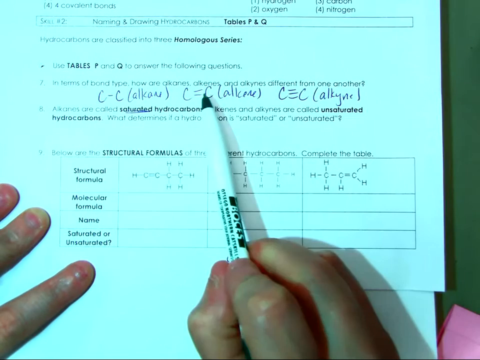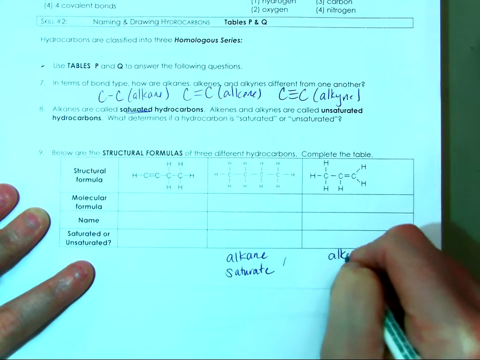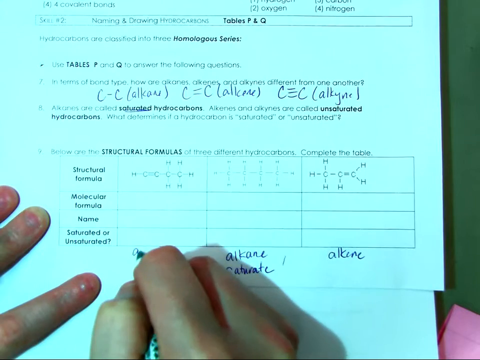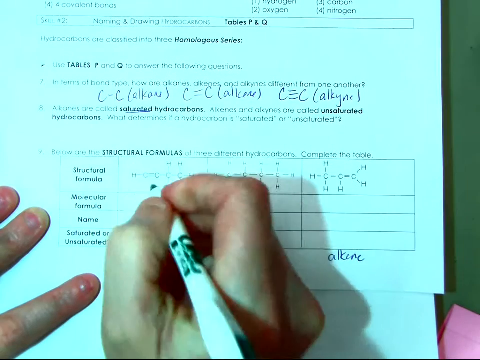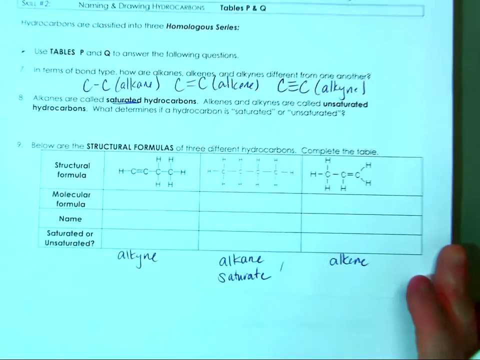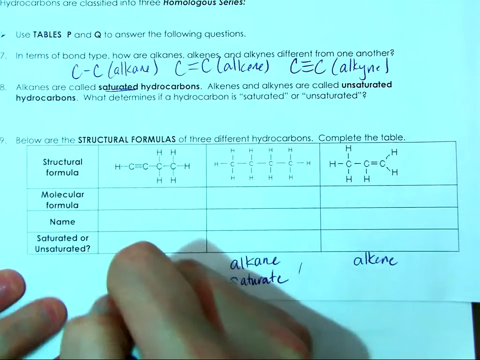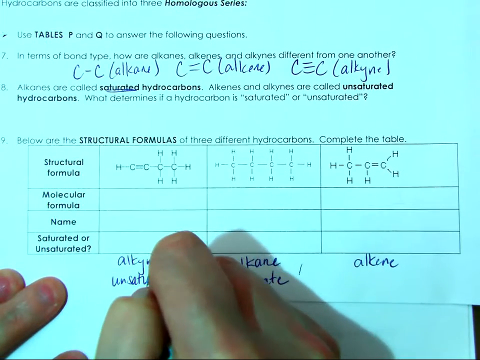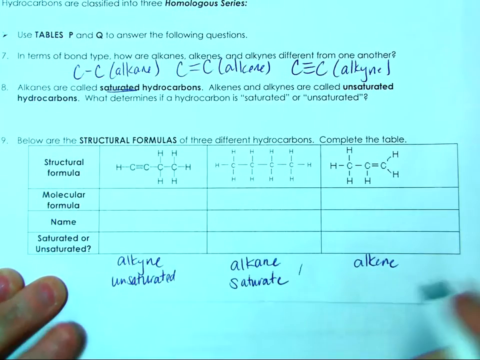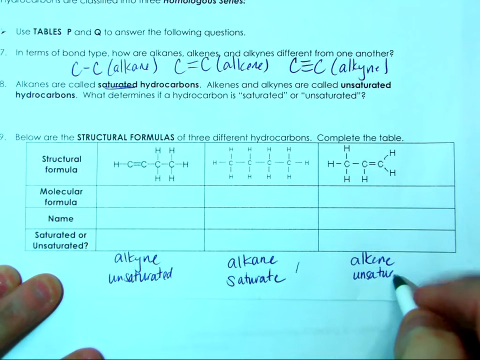And again, going along with the terminology, just so that we can practice what we know, this would be an alkene, and this would be an alkyne, all based on the fact that we have double and triple bonds here. So, unsaturated would be an alkyne, and an alkene would also be unsaturated.